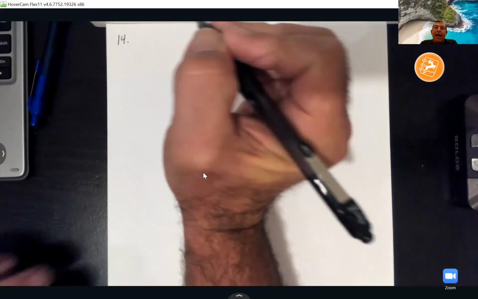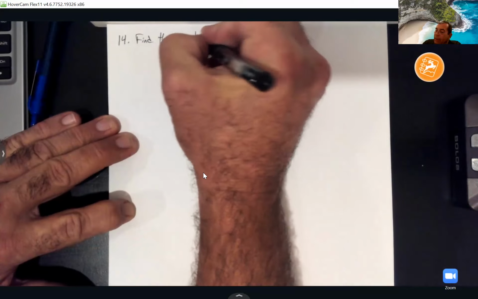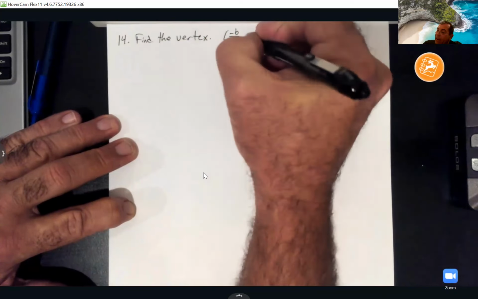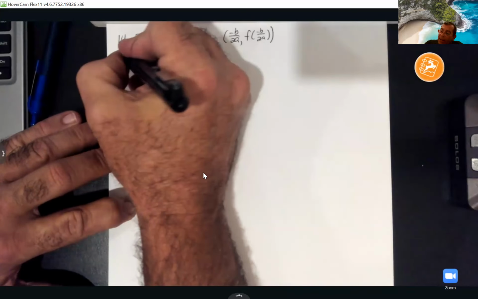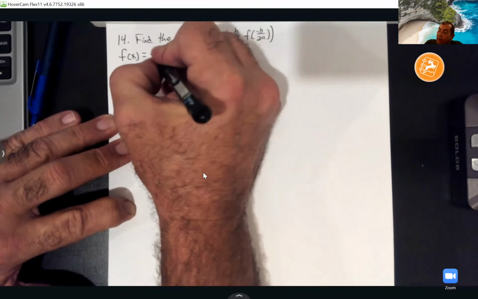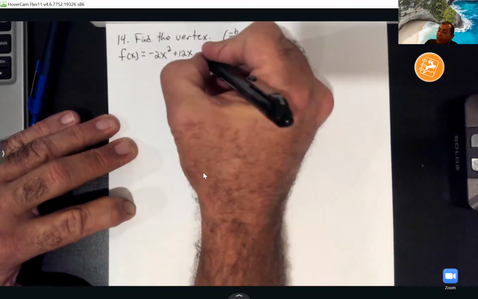All right, what was that number? Number 13, okay. All right, so 14. Find the vertex. All right, y'all, so the vertex formula was negative b over 2a, and then f of negative b over 2a. Now, the function they're giving us is f of x equals negative 2x squared plus 12x minus 14.